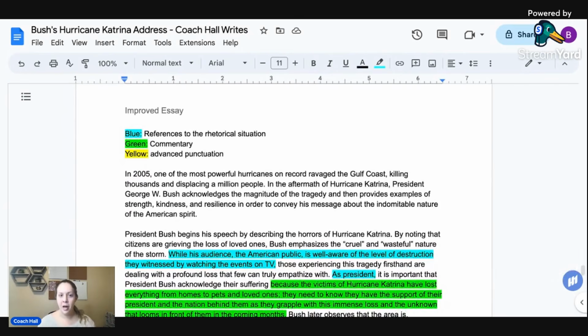So I kept the same colors, however, they mean different things in this essay. So I apologize for changing up the color coding, but I wanted to emphasize different aspects of this particular essay. So blue is going to be references to the rhetorical situation because I wanted to show you how we can weave that in and incorporate some of those pre-reading questions. So that's going to be the blue.